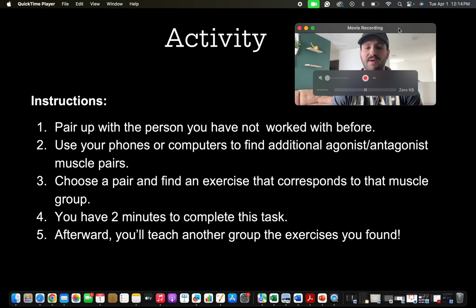After you choose a pair, find an exercise that corresponds to this muscle group. So I just did glute bridge. That glute bridge, the agonist part was my glutes, and the antagonist was my quadriceps. That's an example for you all. So now take some time and find an exercise. Once you're done doing that with your partner, I'll let you know what comes next.